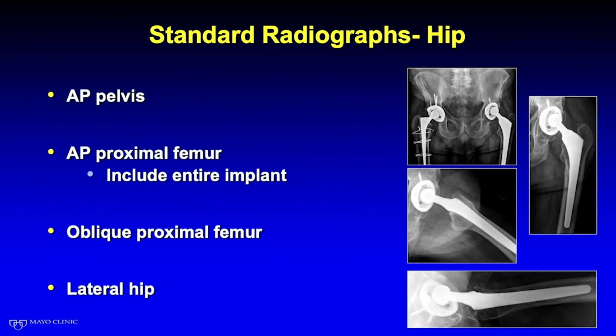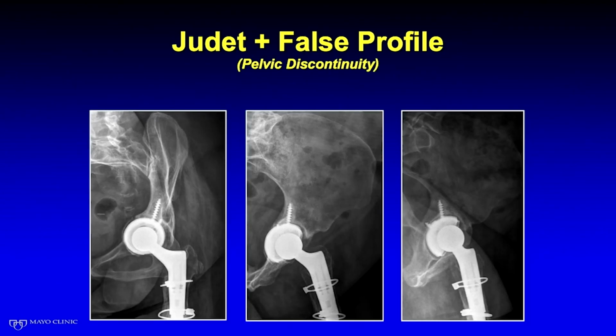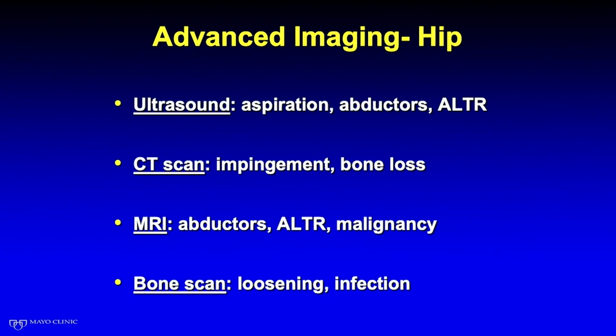Standard radiographs around the hip here would be these 4 imagings. So an AP pelvis, an AP of the proximal femur that includes the entire implant, oblique and lateral views. Judet and false profile views are very important if you're trying to rule out pelvic dissociation. The 2 left views are standard Judet films, and you still have a hard time seeing around the corner for that posterior column. The picture on the far right is the so-called false profile view, which is even more oblique, and that allows you to get a better look at that posterior column.